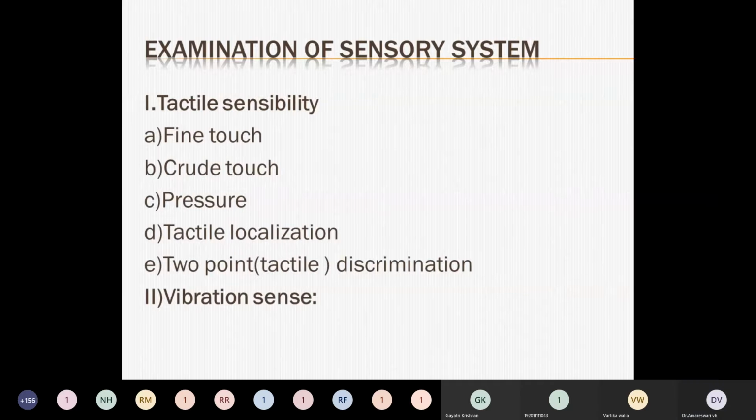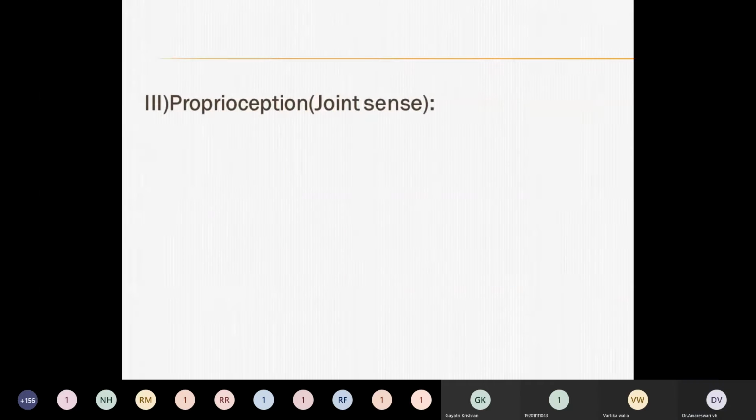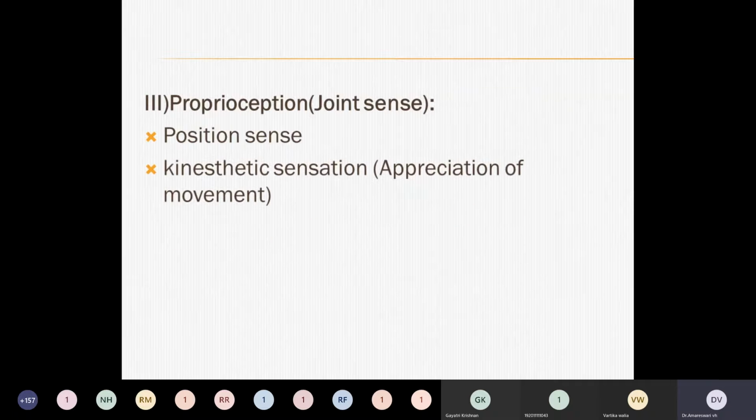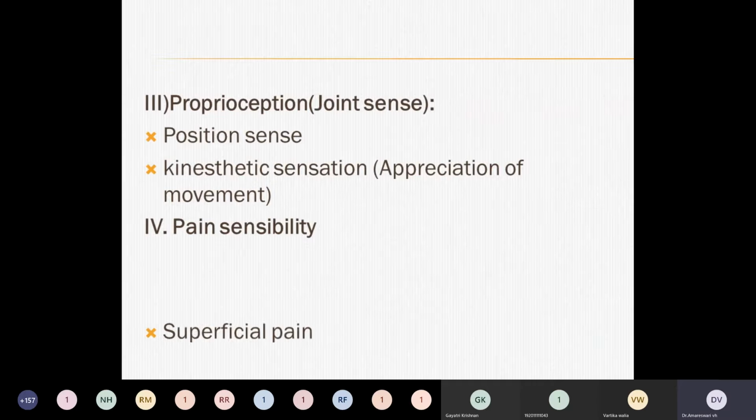Vibration sense. Then we are going to check proprioception, the joint sense. Under this proprioception, we are going to check position sense of the joint and kinesthetic sensation. Kinesthetic sensation means appreciation of the movement of the joint. And then we are going to check pain sensibility. Under this, superficial pain and deep pain.